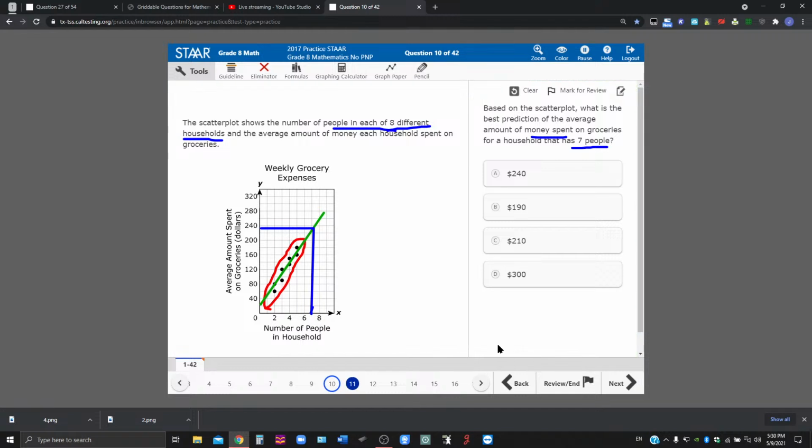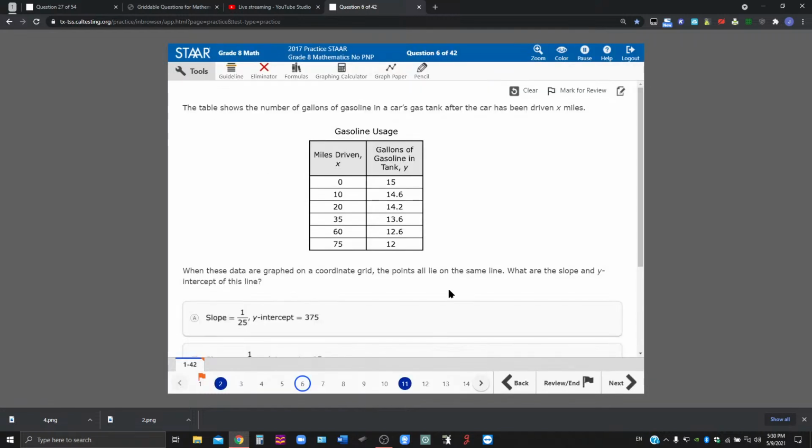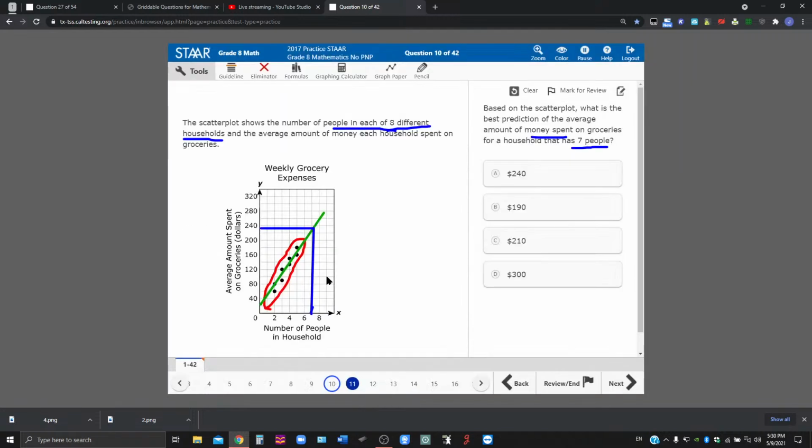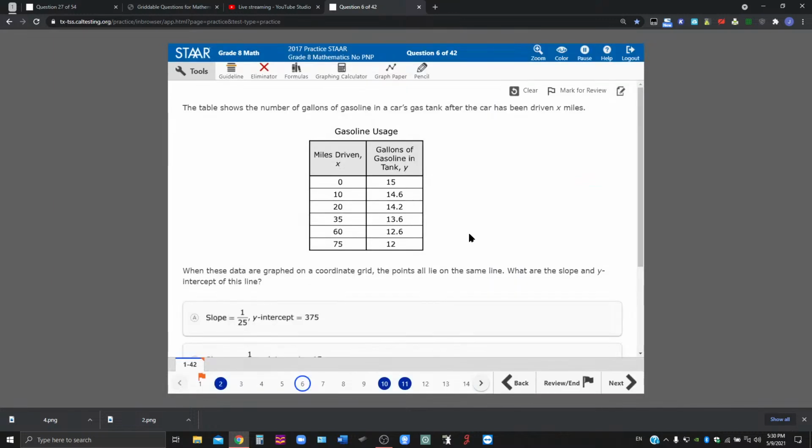Now the next one I want to introduce to you, let's go to question 6. Oh, this one we didn't make a choice. Say let's make a choice, and it will be marked on the navigation bar. So we go to question 6, and this one is about finding out the slope and the y-intercept.